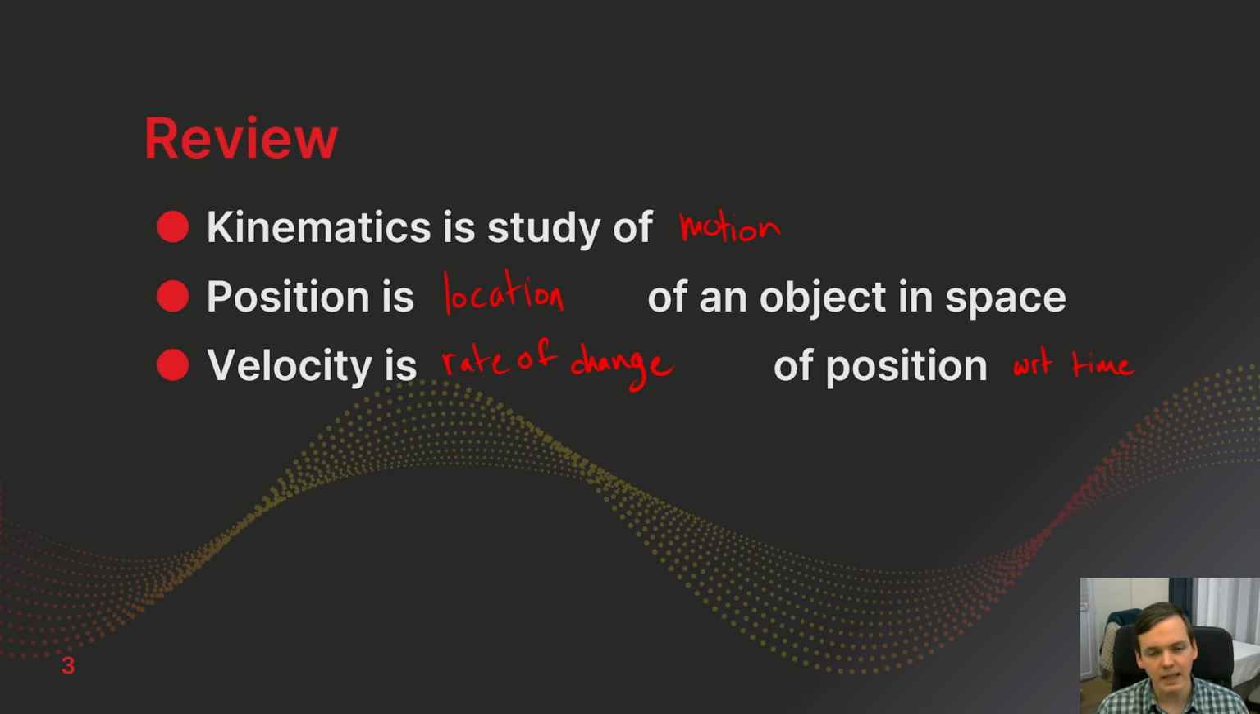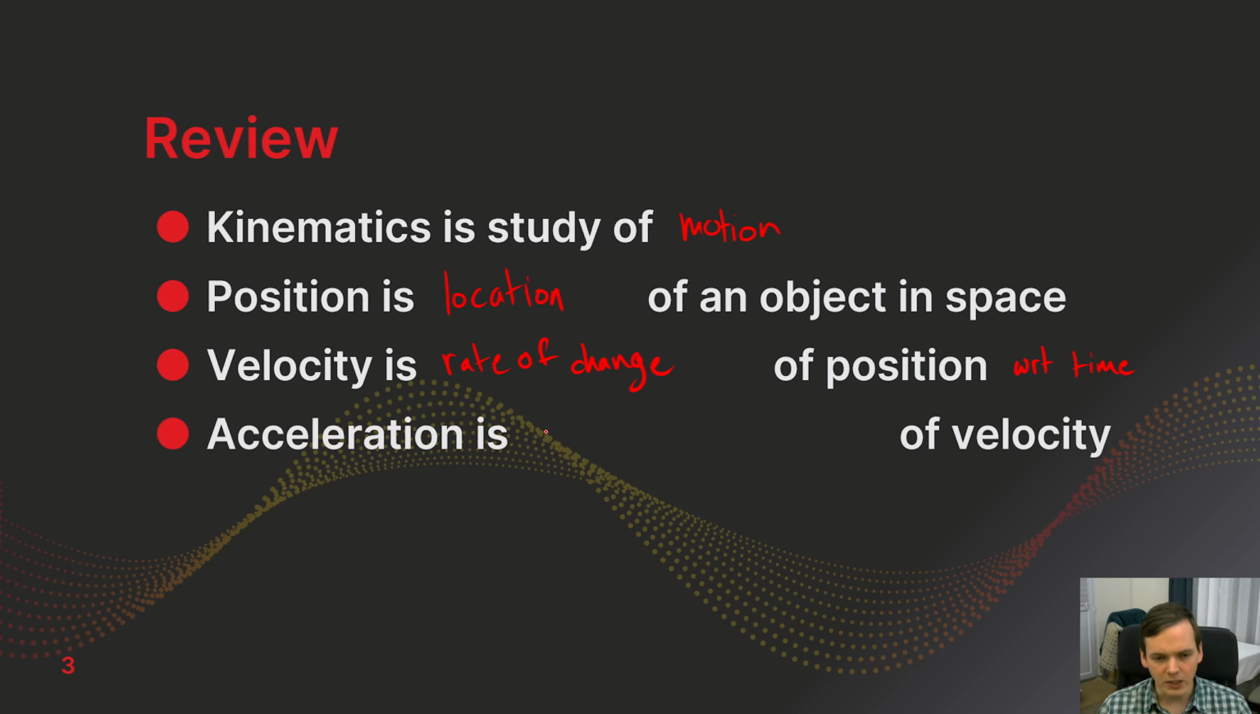And this is slightly different than speed, because speed just cares about the magnitude. Velocity cares about the magnitude and the direction. It's a vector. Right? Because if you're speeding up in a specific direction versus a different direction, you'll have different velocities, but you'll have the same speeds.